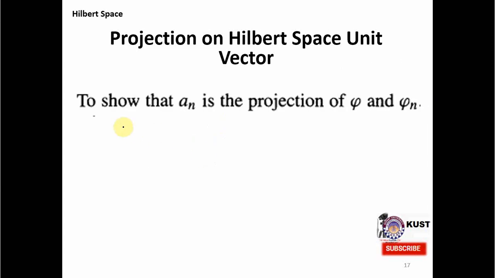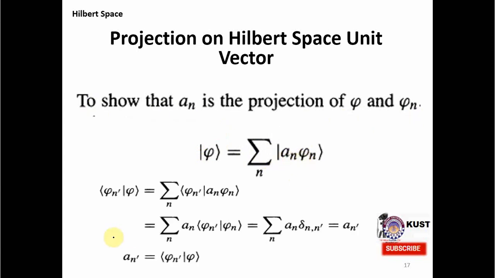For example, in this case, to show that a n is a projection of phi on phi n, we can form this dot product. First, we can expand this phi into unit vectors a n phi n, and then we can do this dot product, that is phi n in bracket notation multiplied with phi. And since we have expanded this phi like a n phi n, you can put it over here. a n is a constant. Remember, in Dirac bracket notation, we can pull this a n outside the bracket, because this is just a constant.